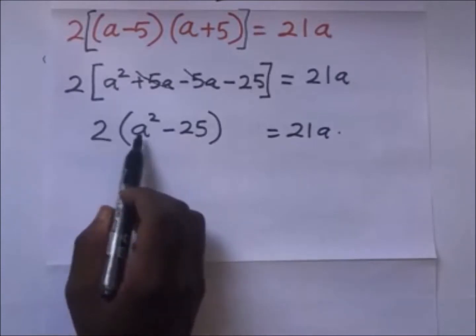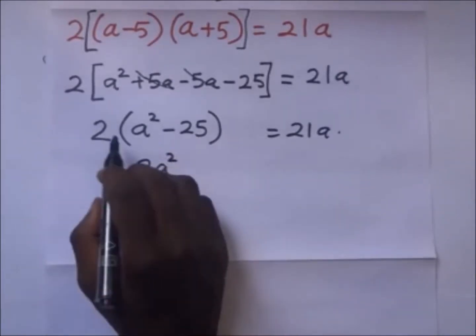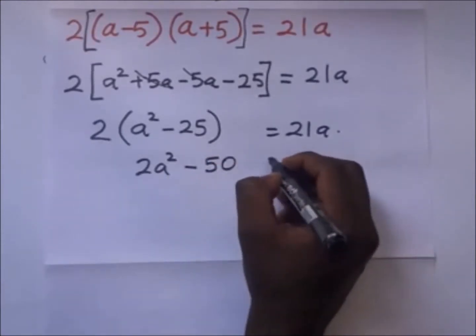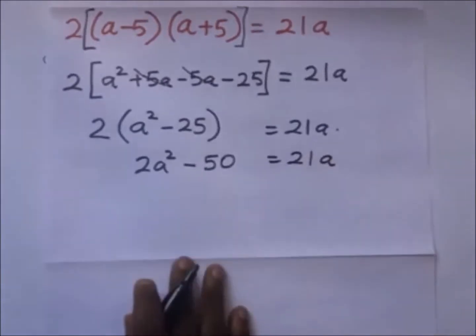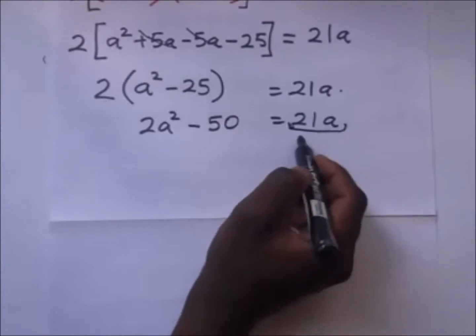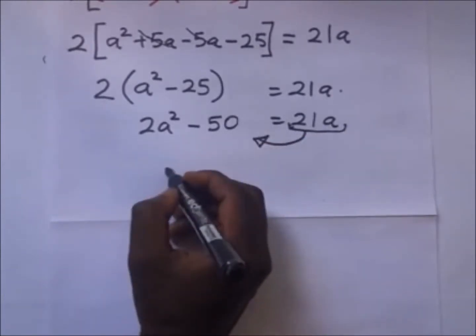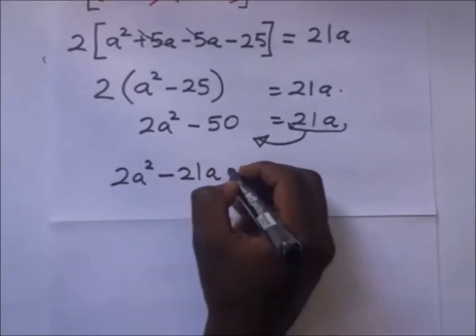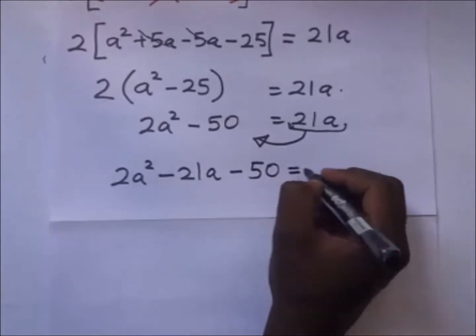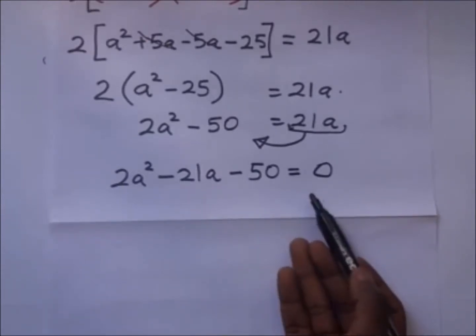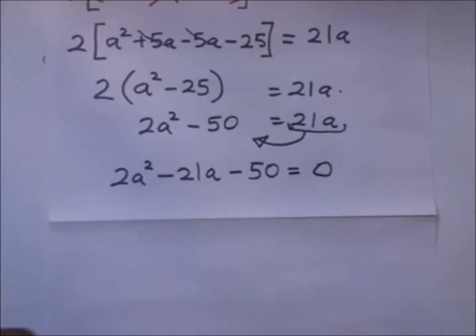So we open brackets here. 2 times a is 2a squared. Then 2 times negative 25 is giving us negative 50 is giving us 21a. So we shall end up with, when we transfer this, remember we want to equate it to 0, we transfer this to come this way, we remain with 2a squared minus 21a minus 50 is equal to 0. So we have formed a quadratic equation in a. So we go ahead and factorize this quadratic equation and find the value of a.